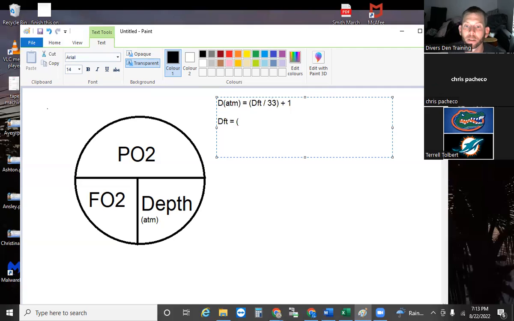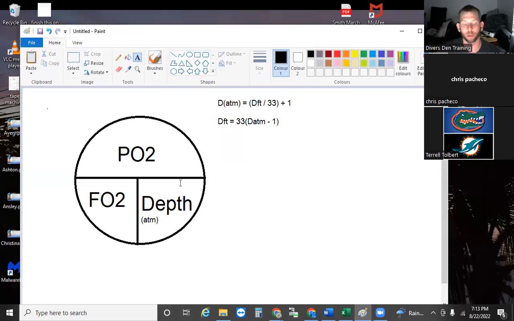Depth in feet equals 33 times the depth in atmospheres minus 1. So real quick algebra, that's how I always remember that. I move this guy over here, and I multiply both sides by 33, just to help me go back and forth. That's the hardest part about this circle, this section over here.